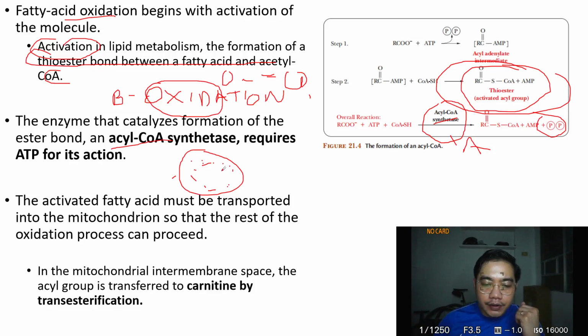You need to transport that activated fatty acid towards the mitochondria, because the mitochondria, as we all know, is the powerhouse of the cell, and most of the oxidation reactions that pertain to ATP generation occur in your mitochondria. And for it to be transferred into the mitochondria, you need to have a carrier, and this is where your carnitine comes in.